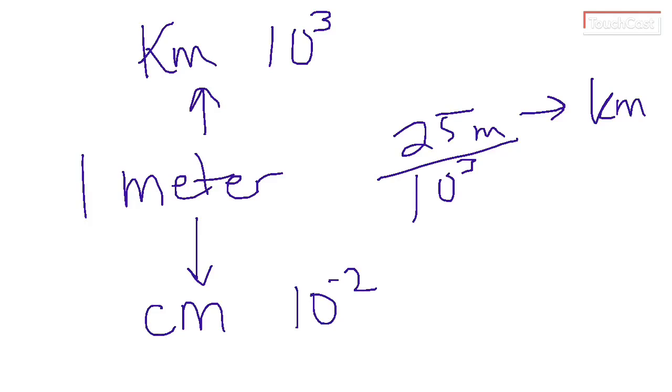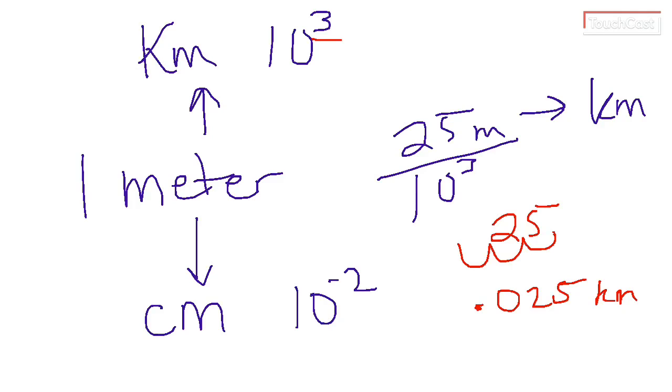This 3 here also just means you have to move the decimal place over 3 times. So if you have 25, okay, your decimal is here, you go 1, 2, 3. So you have 0.025 kilometers. Okay, so you have 25 divided by 10 to the third.